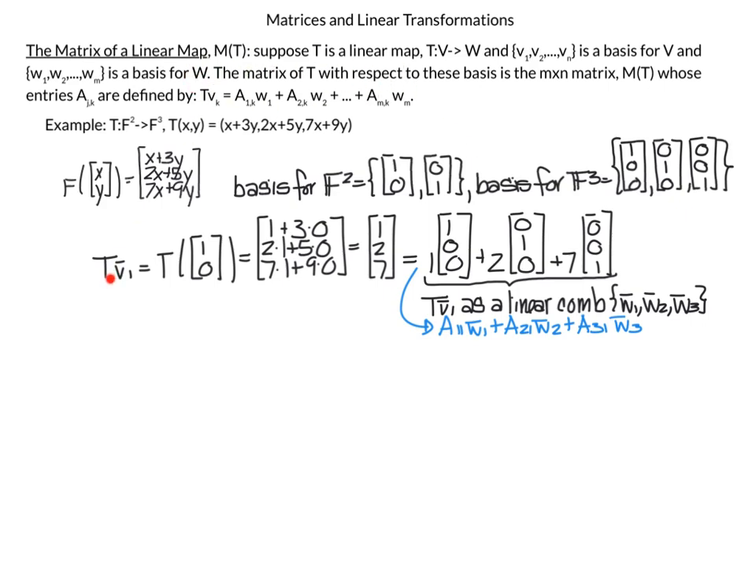We said T of v1, so k is equal to 1, which means A of 1, 1 times W1 plus A of 2, 1 times W2 up to A of 3, 1 times W3. So A11 W1 plus A21 W2 plus A31 W3. So if we look at this, this is W1. So A11 of our transformation matrix is going to be 1. A21, that's what multiplies W2. So 2 is going to be our A21. And then over here, multiplying our W3 is going to be 7. That's our A31 in our matrix.